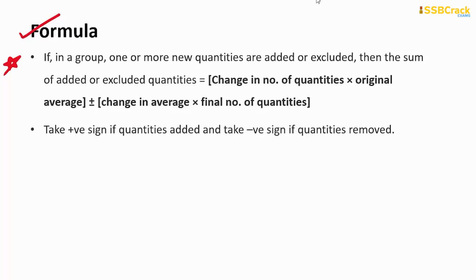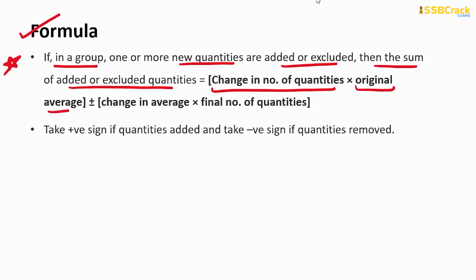Okay, so in this formula it states that if in a group one or more new quantities are added or excluded, then the sum of the added or the excluded, that is the sum of the new quantities, will be given by change in the number of quantities into original average plus or minus change in the average into final number of quantities. Right? And we are taking positive sign if we are adding the quantities, and the negative sign if we are removing the quantities.